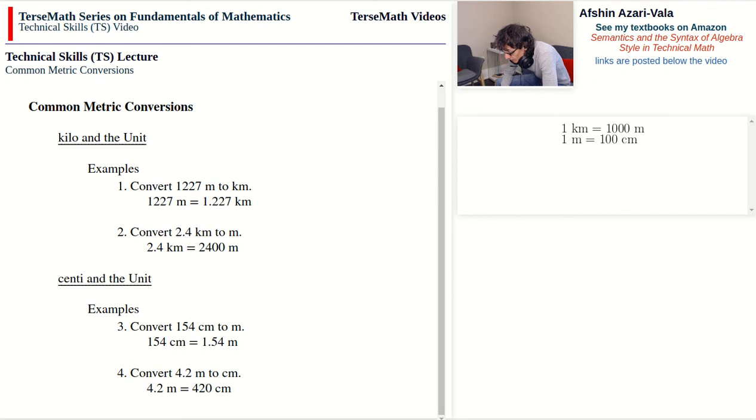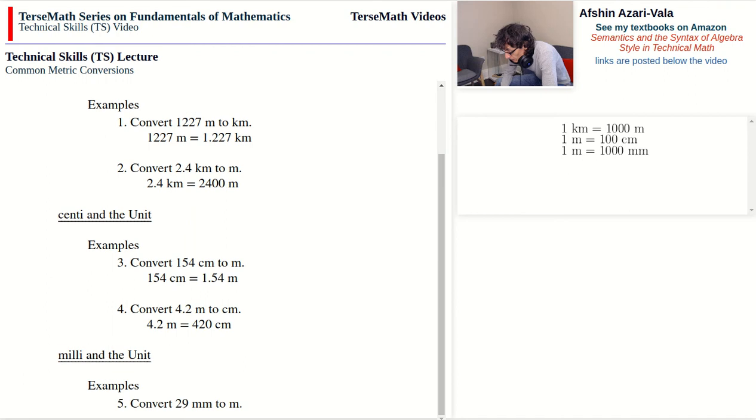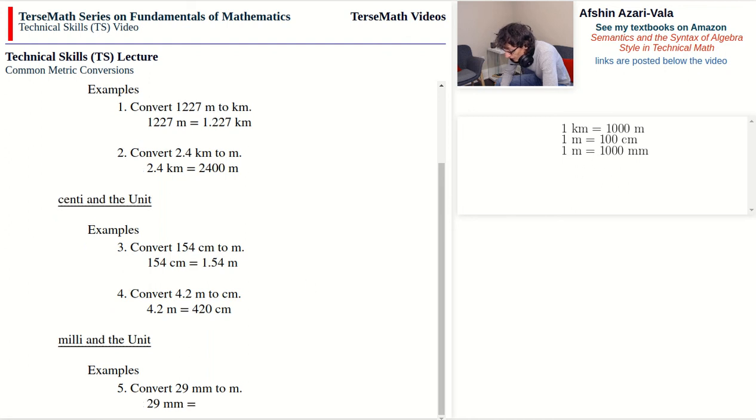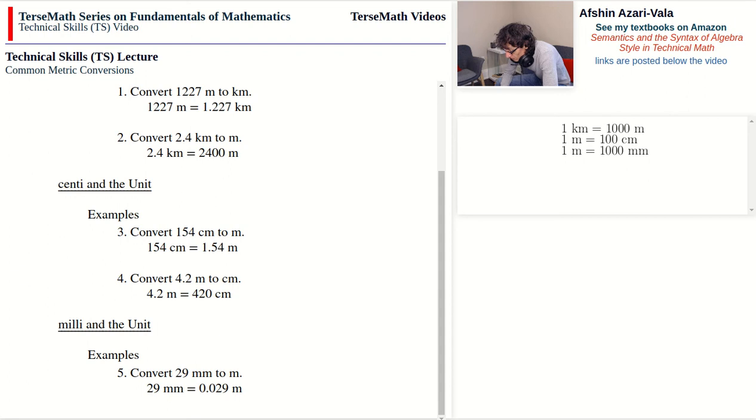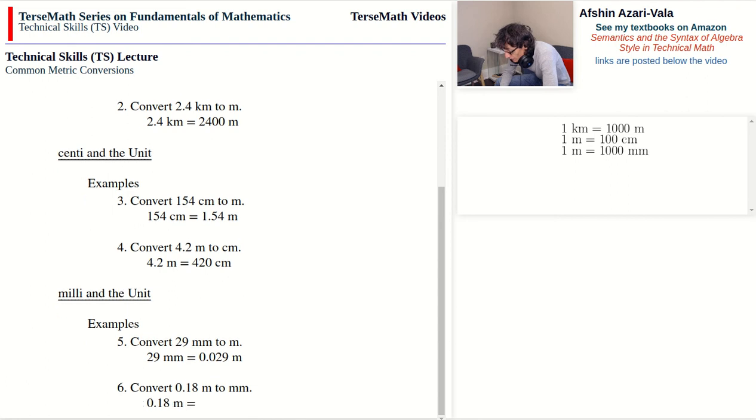The third relationship that's important to know is between milli and the unit. So everyone should know as an example that 1 meter is 1,000 millimeters. Let's say that we want to convert 29 millimeters to meters, and we know that the number part becomes smaller because meter is larger. In fact, 1,000 times smaller because I know that very well. And so decimal point has to move back and we get 0.029 meters. Going the other way, converting 0.18 meters to millimeters. Now the number part will grow because we are going to a smaller unit, 1,000 times, and so we get 180 millimeters.